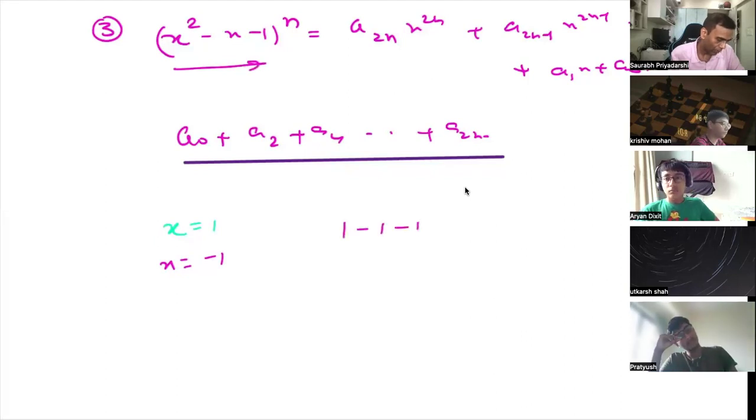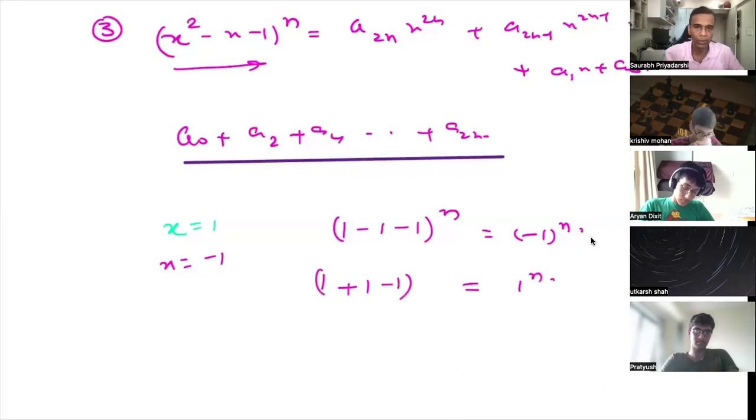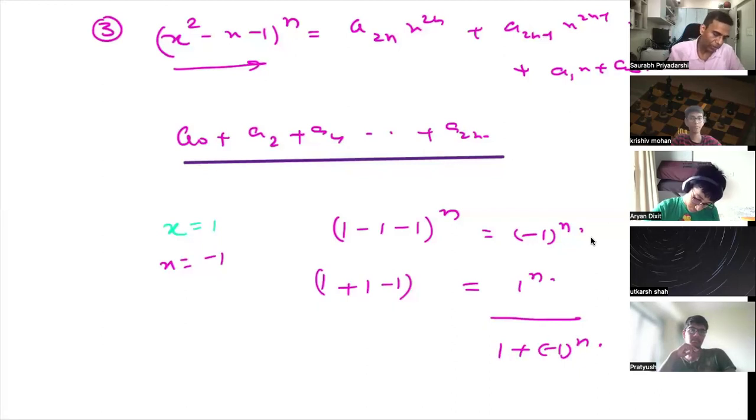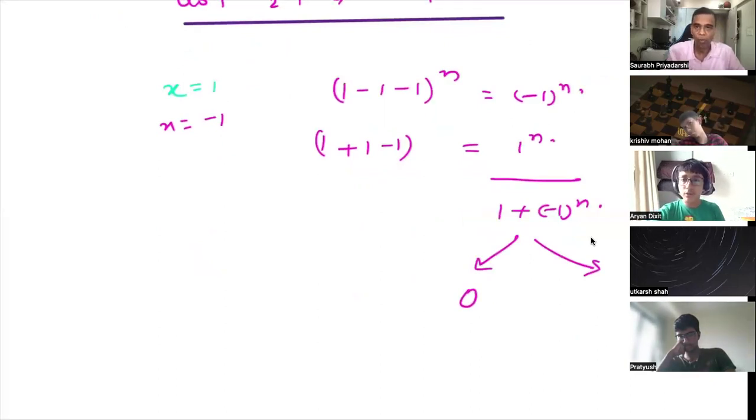So when I'm putting 1, I'm getting minus 1 to the power n. And when putting minus 1, this is 1 to the power n, this is 1 only, right? If I add both the numbers, what I'm getting is 1 plus (−1)^n. This could lead to two values. Either the value will be 0 or 2. If n is even, it would be 2. If n is odd, it would be 0.